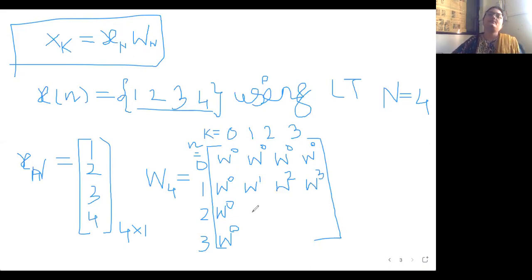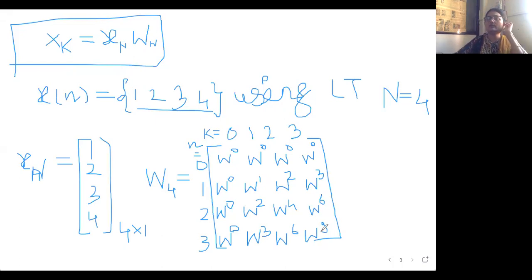And what will be here? W raised to 2. W raised to 2. W raised to 4, and W raised to 6. And W raised to 6. Here it is W raised to 3. W raised to 6. W raised to 9. Right. W raised to 3. W raised to 6. And finally, this will be W raised to 9.